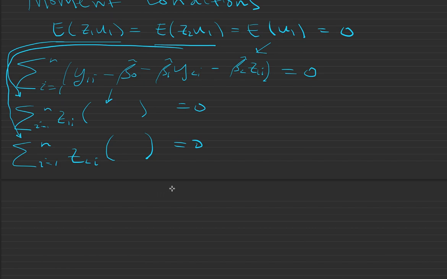We have 3 equations and 3 unknowns. The unknowns are beta naught hat, beta 1 hat, and beta 2 hat. So with 3 equations and 3 unknowns, we can solve these equations for the estimates.